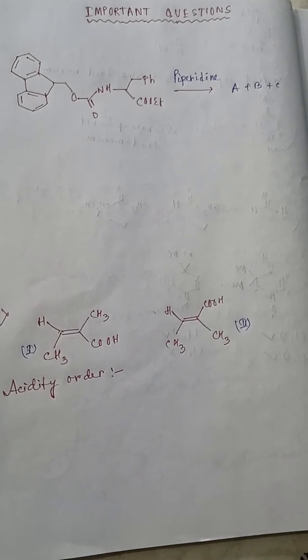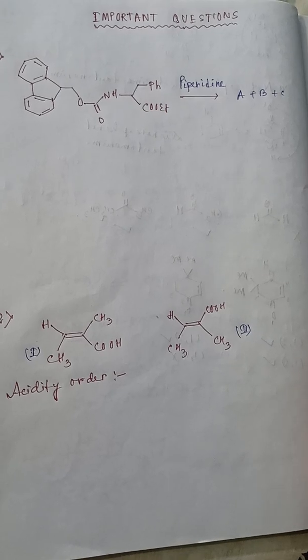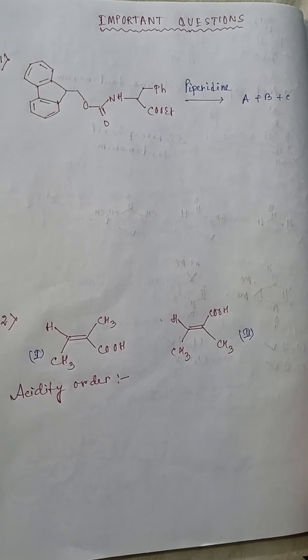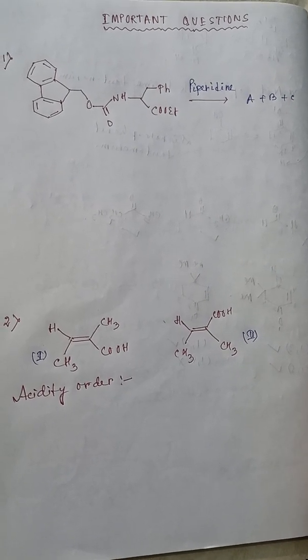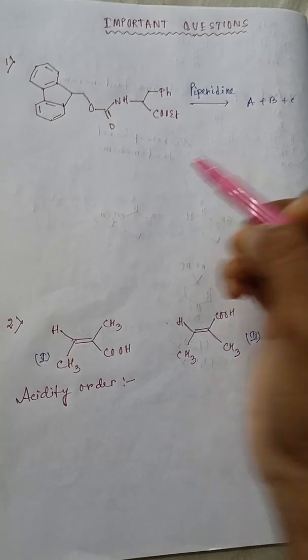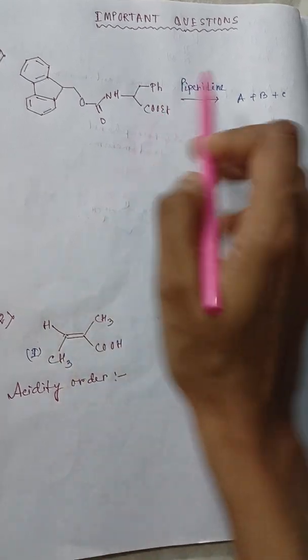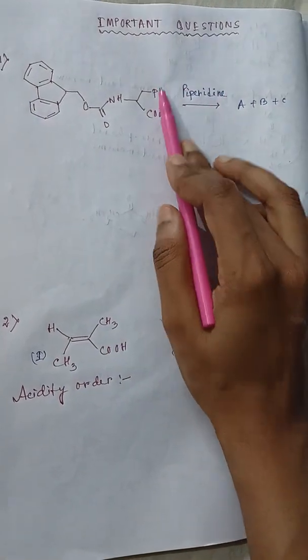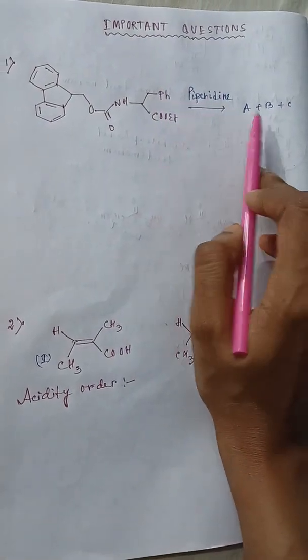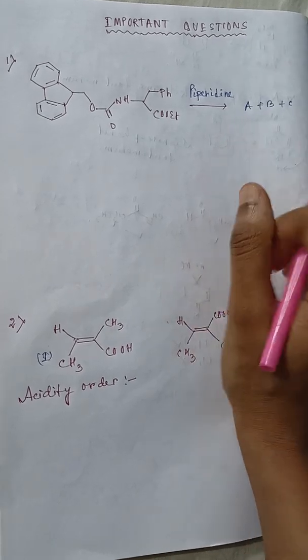So here I'm back with two important questions that are very much important from exam perspective. As you can see in this first example, there is a compound like this, and you are given the reagent piperidine, and three products will be formed.